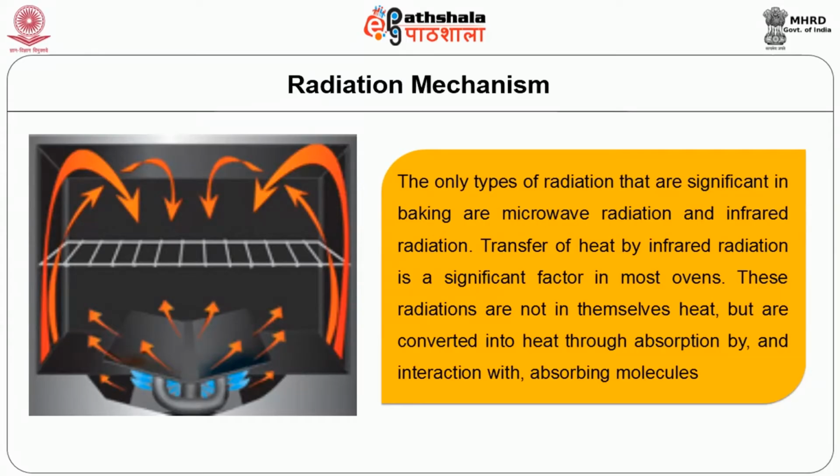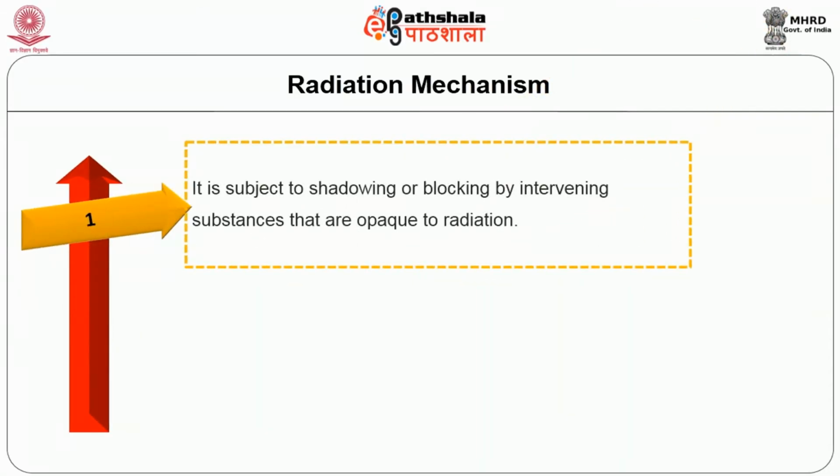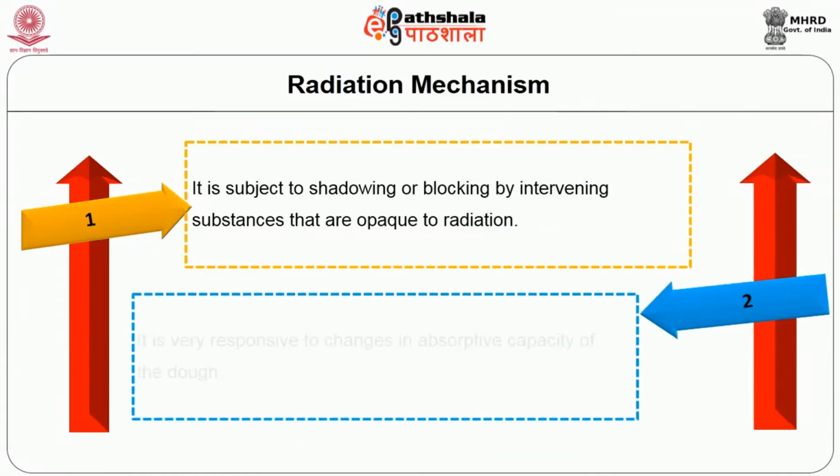Radiation has two characteristics that make its action different from the other means of heat transfer. Number one, it is subject to blocking or shadowing by intervening substances that are opaque to radiation. The second one, it is very responsive to changes in the absorptive capacity of the dough.